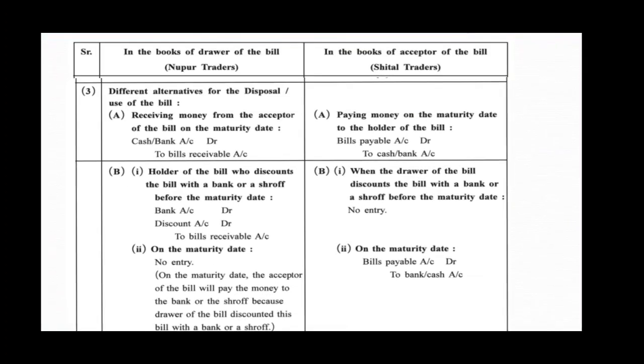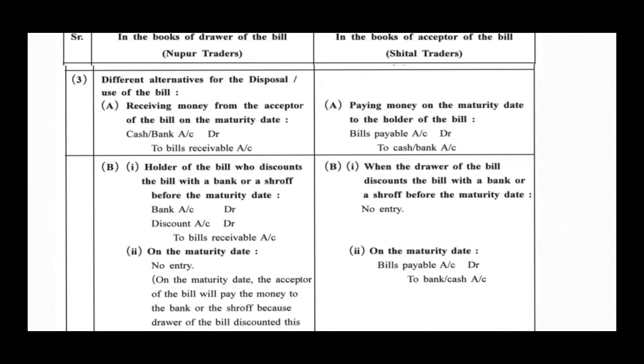So here the entry will be in the books of drawer, that is creditor, that is Nupur Traders: bank account debit, discount account debit to bills receivable account. And as this is the transaction between bank and drawer, there will be no entry in the books of drawee, who is Sheetal Traders. Okay.